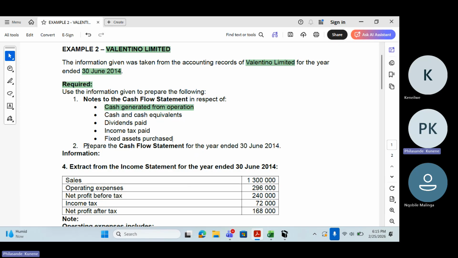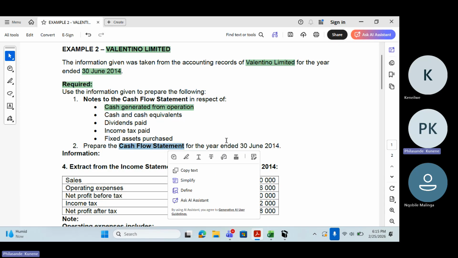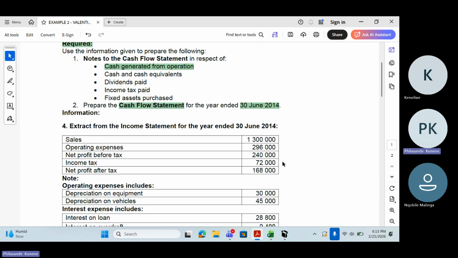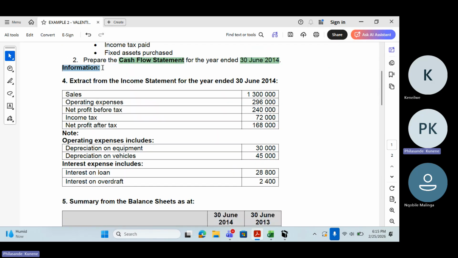Number 2, they want us to prepare the cash flow statement for the year ended 30 June 2014. Okay, so here I have the information that is provided in front of us. Extract from the income statement for the year ended 30 June 2014. So here they gave us the information that comes from the income statement.